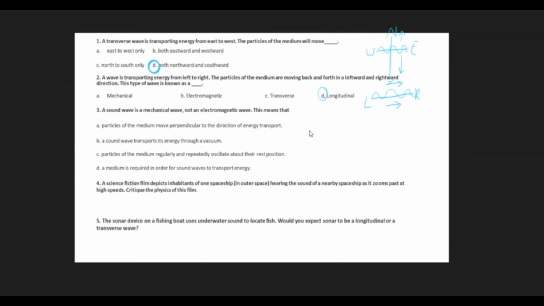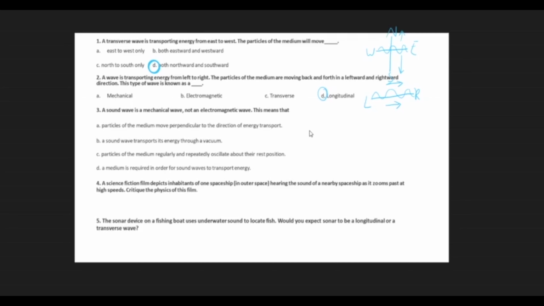Now to the third question. A sound wave is a mechanical wave, not an electromagnetic wave. This means that, okay, let's go to the options now. Particles of the medium move perpendicular to the direction of energy transport. This answer is not related to this question, so let's move on to the other option.